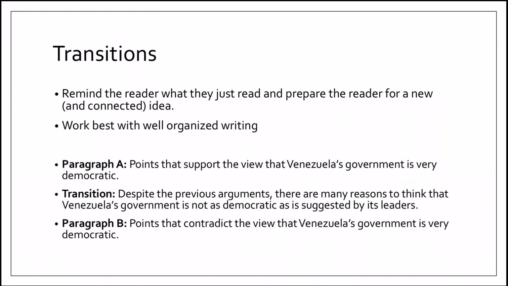A good way to transition between that might be the sentence: Despite the previous arguments, there are many reasons to think that Venezuela's government is not as democratic as is suggested by its leaders. So this is where now I'm going to jump into trying to show why Venezuela's government isn't actually working as effectively and as democratically as it should, right? So I'm going from saying that it is supposed to be this way to showing why it's not.